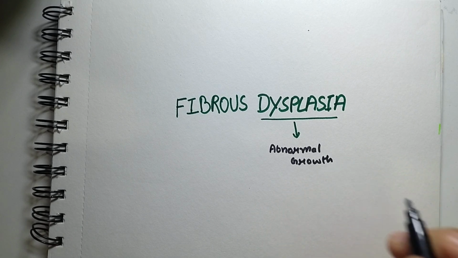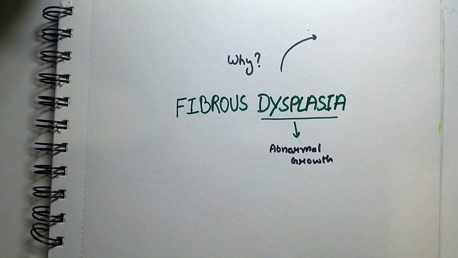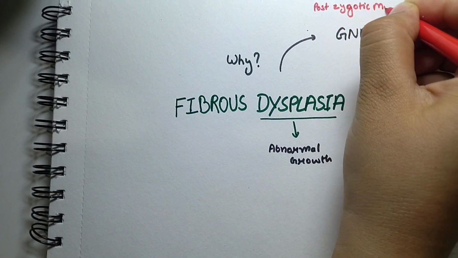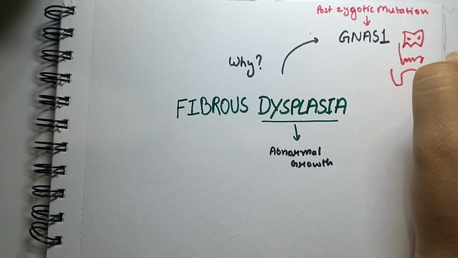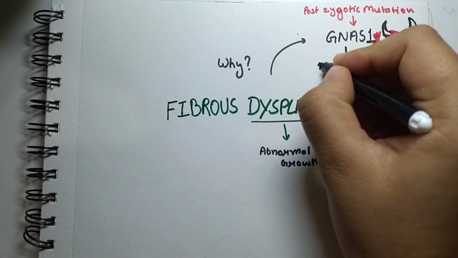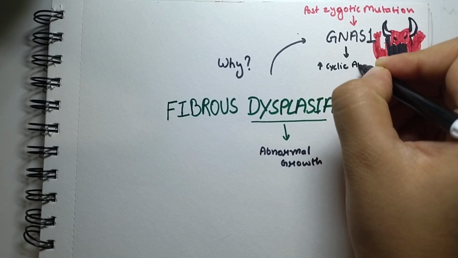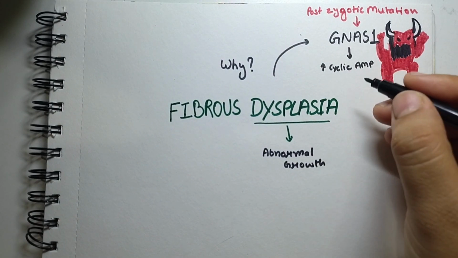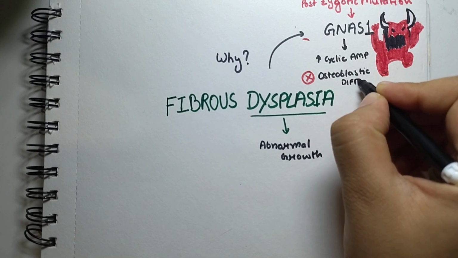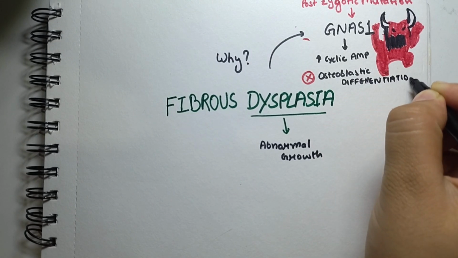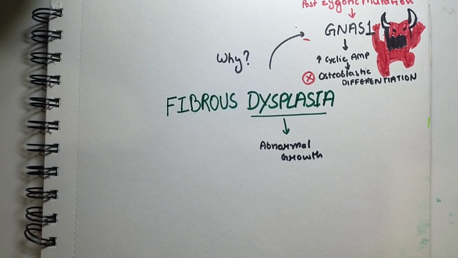Why does it happen? It is due to the GNAS1 gene, which gets mutated by a postzygotic mutation. And then what occurs is there is an increase in cyclic AMP. It's like a monster. So in turn, there's no osteoblastic differentiation going on, and then there's no normal healthy bone formation, because osteoblasts are responsible for bone formation.